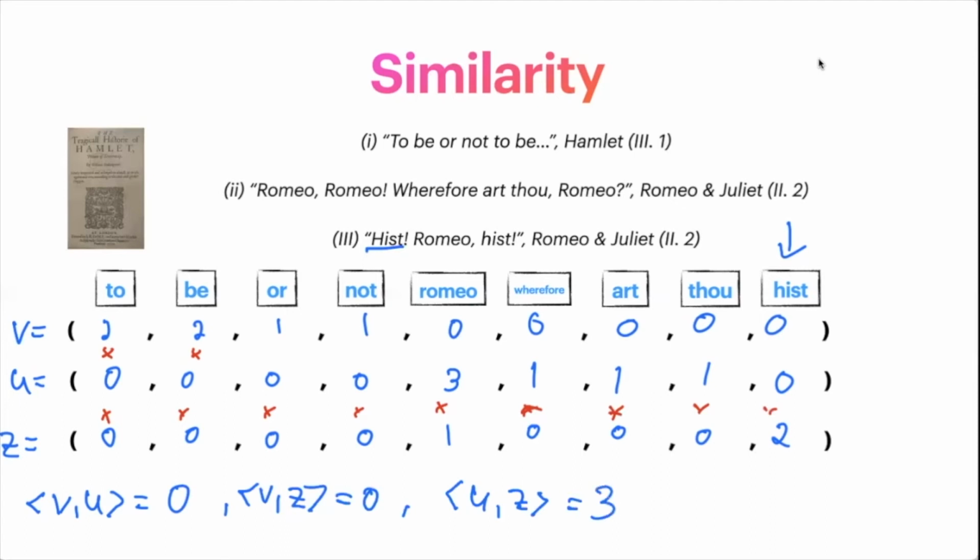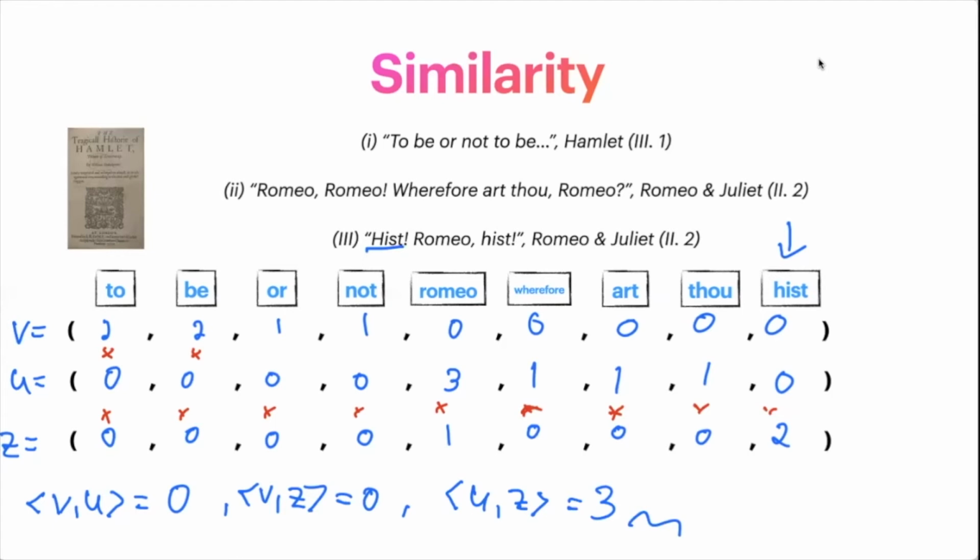So the way to interpret this is that V and U are completely orthogonal to each other. They are completely unrelated to each other, which makes sense. One of them is from Hamlet, the other one is from Romeo and Juliet. Whereas U and Z have some relation between them, have some angle. I haven't defined angle yet, but there is an angle between them, and they have some degree of similarity. It's quite cool.